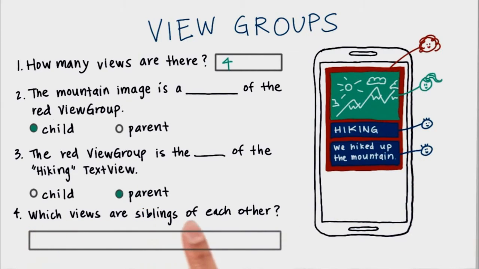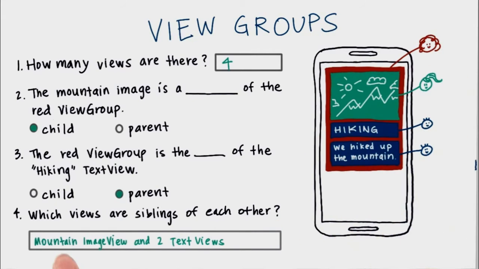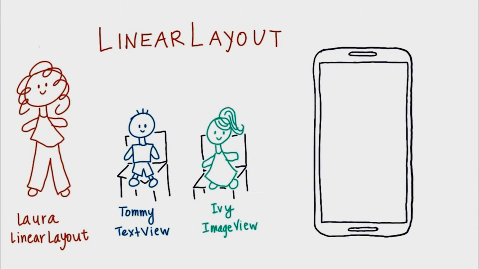Number 4, which views are siblings of each other? Well, the 3 of these views are siblings of each other. So we have the mountain image view and the 2 text views. Okay, great. So now we know about how view groups can contain views. Each view group has specific rules on how it will position the children inside of it.